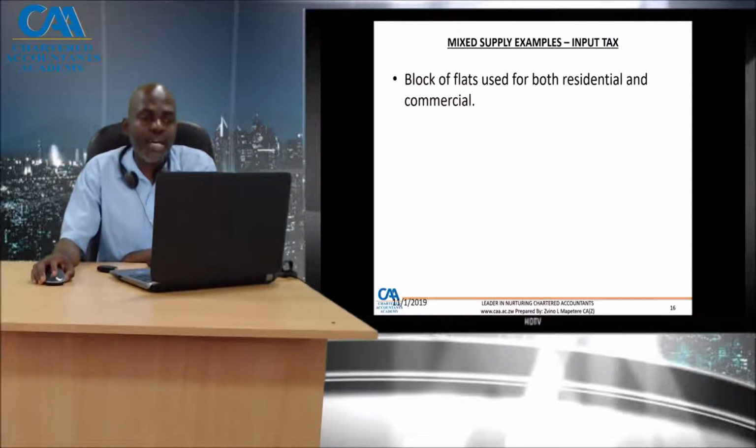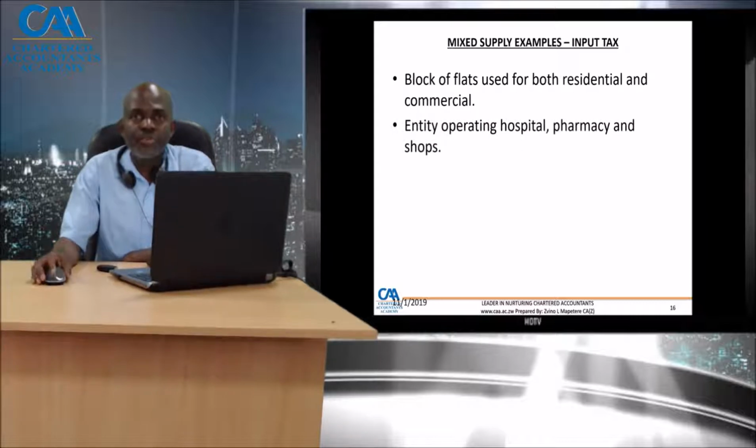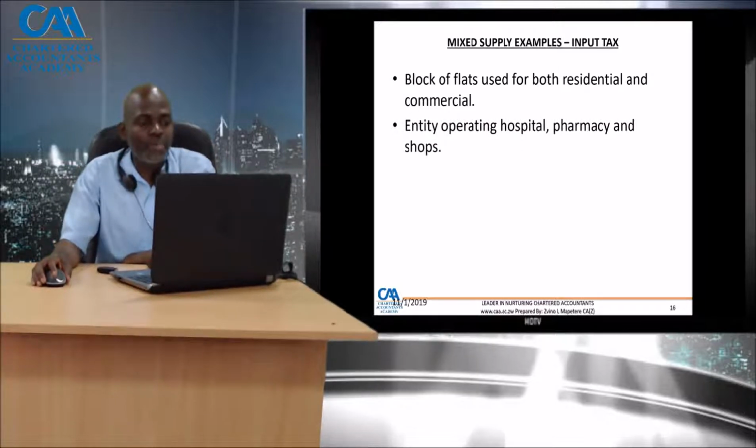So with mixed supply, here are examples where you can have a block of flats that is being used for both residential and commercial. With residential accommodation, that is an exempt supply, whilst commercial space is sold at a standard rate. So say the cleaner's bill, if cleaning is for the entire block, the input tax would have to be apportioned.